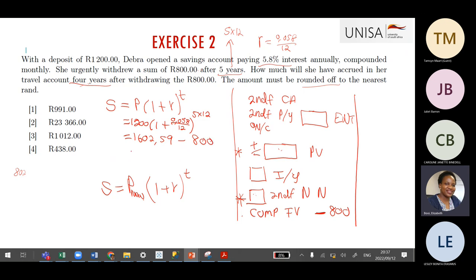Remember, I had the 800 there. If we subtract 800, because they say she withdrew that much, because she takes away the 800, then she will be left with 802.59. And we need to take this, how much accrued after 4 years. We take our new 802.59, multiply by 1 plus our rate, because they didn't say anything whether it changed or not. So we're going to assume that it's still the same rate. And because now it is only after 4 years, it will be 4 times 12, which you can calculate.